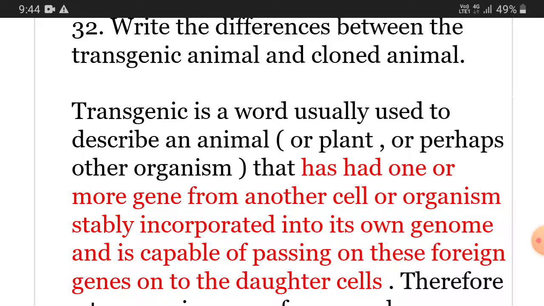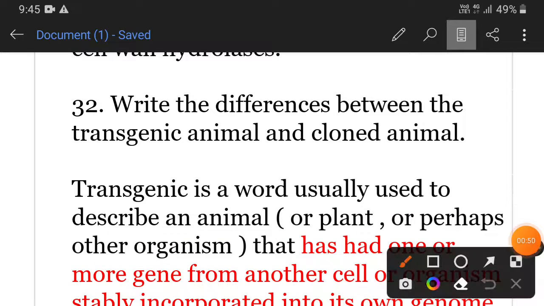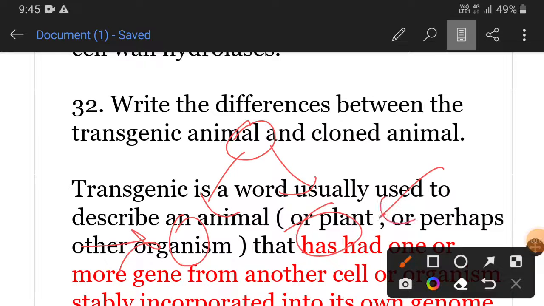So try to remember how we created transgenic plants in the application of recombinant DNA technology. How we use Agrobacterium tumefaciens to transfer our gene of interest, which will integrate with the host genome, right? And now when those cells divide into two, the daughter cells will also have the same foreign gene, right? So we call them transgenic plants, right?